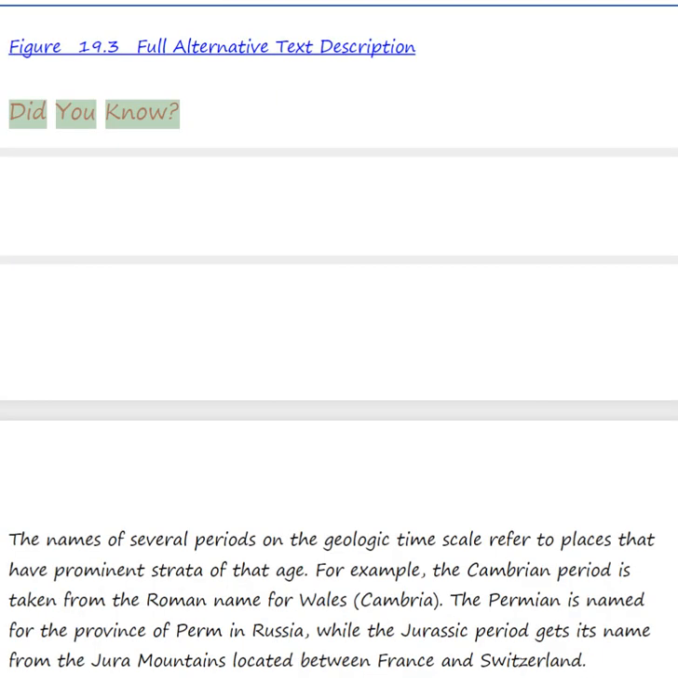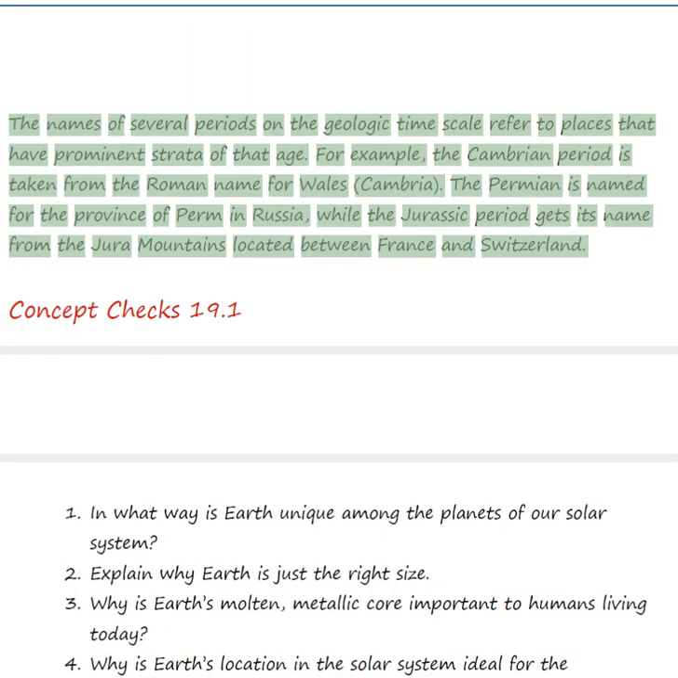Did you know? The names of several periods on the geologic time scale refer to places that have prominent strata of that age. For example, the Cambrian period is taken from the Roman name for Wales. The Permian is named for the province of Perm in Russia, while the Jurassic period gets its name from the Jura Mountains located between France and Switzerland.